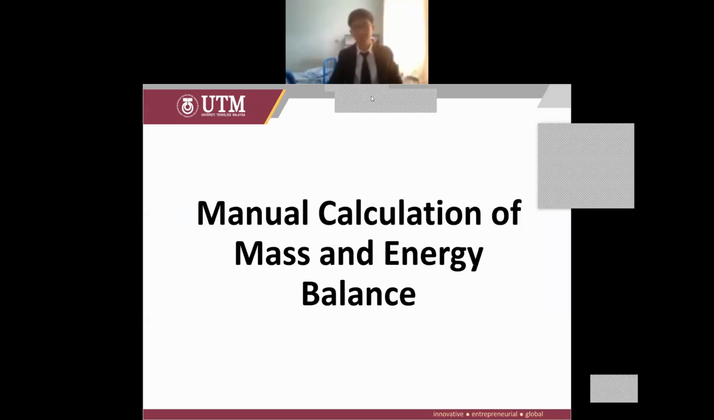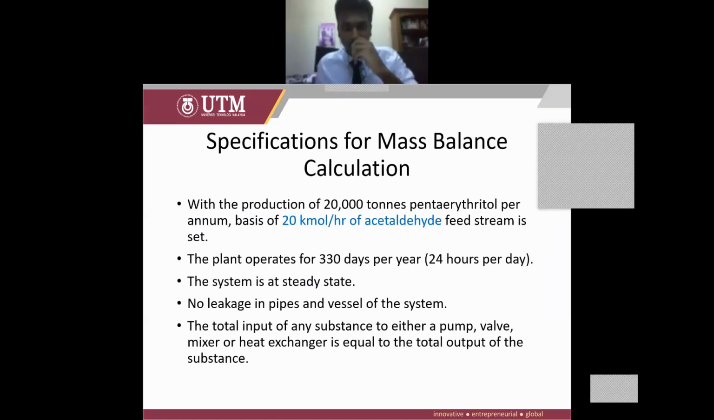Moving on to manual calculation of mass and energy balance. We are using a basis of 20 kilomole per hour of acetaldehyde.